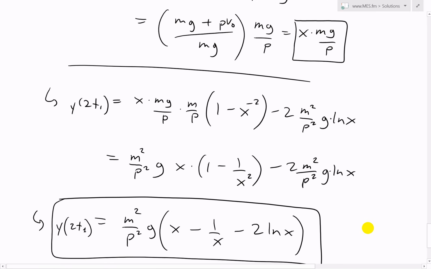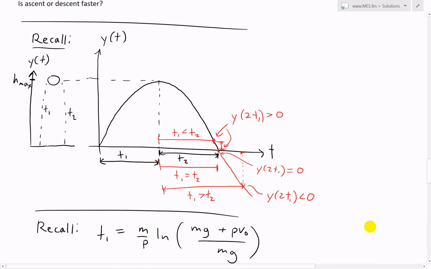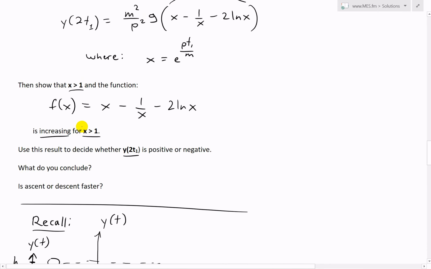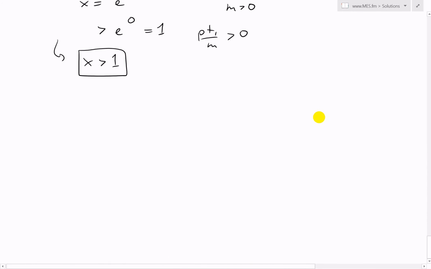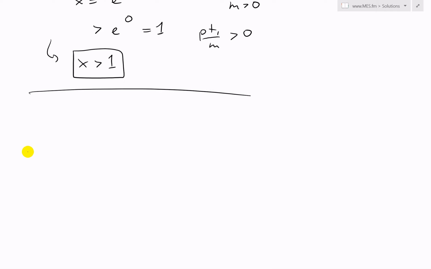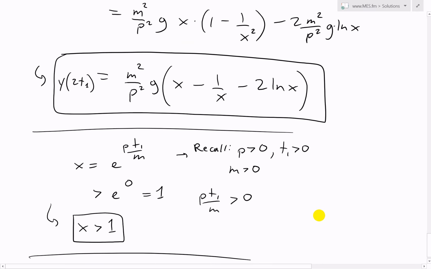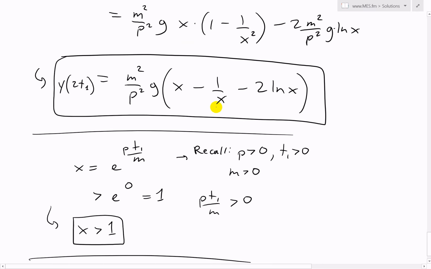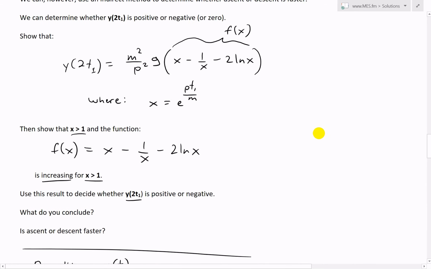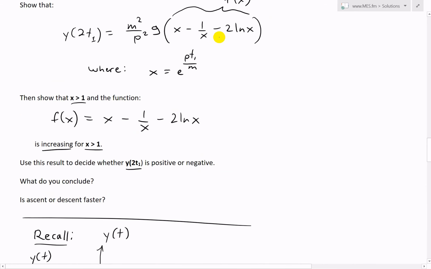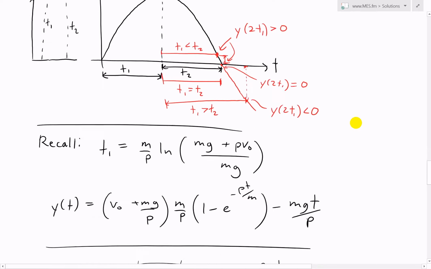Alright, so now we have shown that x is greater than 1. It says show that f of x is increasing for x greater than 1. Okay, let's do that now. Recall that our f of x, let's scroll up to see what it was, is x minus 1 over x minus 2 ln x. Just to double check, that is exactly it. The bracket inside here is our f of x.